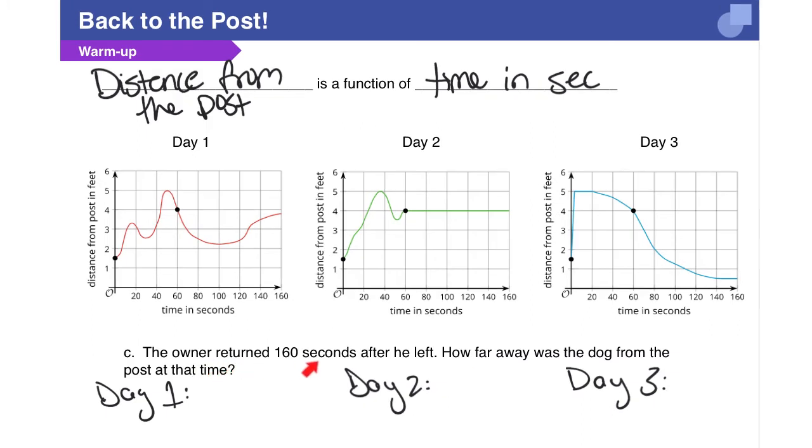The owner returned 160 seconds after he left. How far away was the dog from the post at that time? So here's 160 seconds. Right here is going to be how far the dog was away. This looks like it's going to be about 3.8 feet. On day 2, after 160 seconds, the dog was 4 feet away. And on day 3, the dog was about half a foot away after 160 seconds.